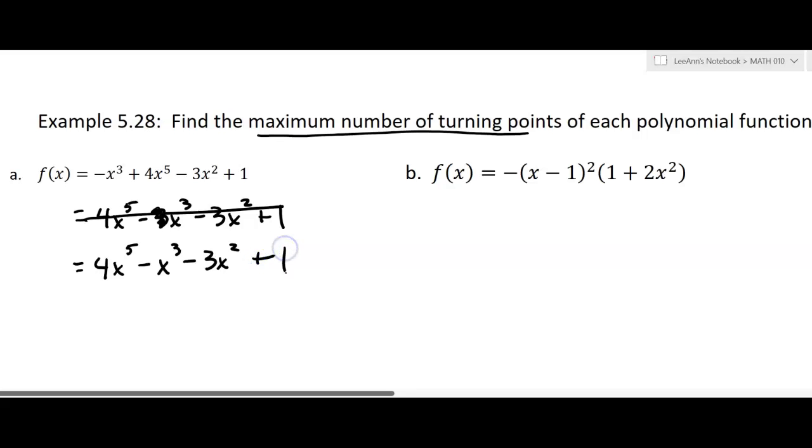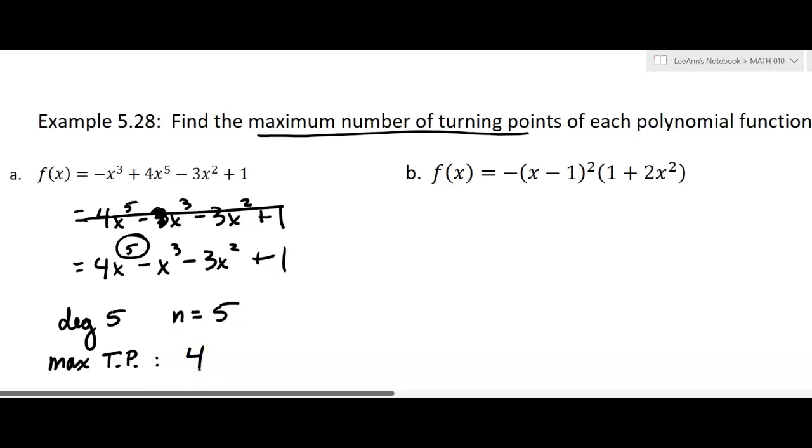So you want to write these in standard form, so just kind of get in the habit of that. And so for the maximum number of turning points, the degree is 5. So that means n is 5. So the maximum number of turning points, TP, is 4. Can't have more than 4 turning points.